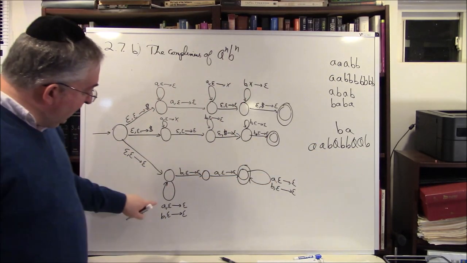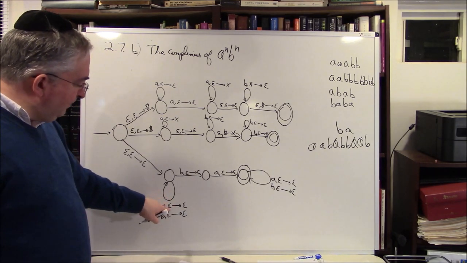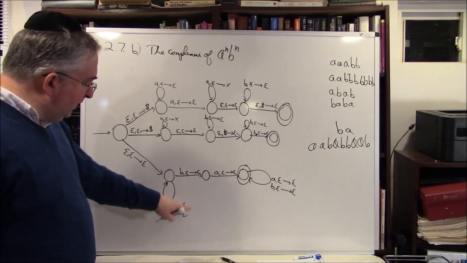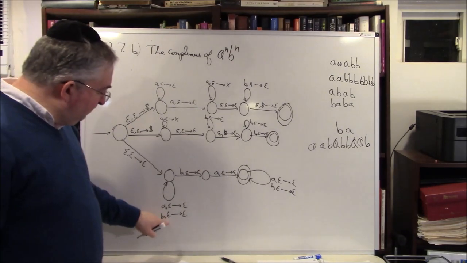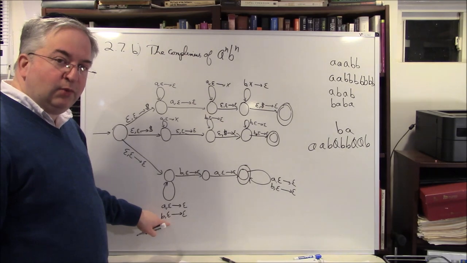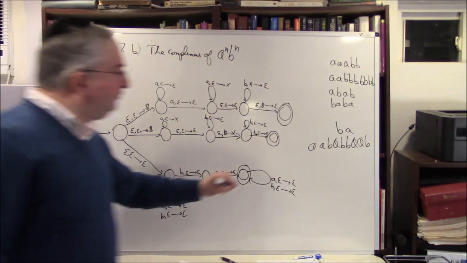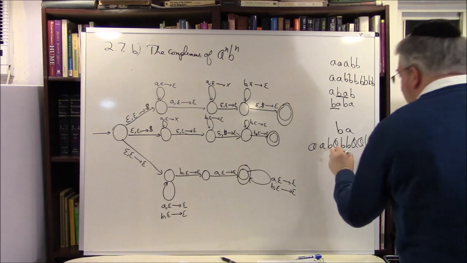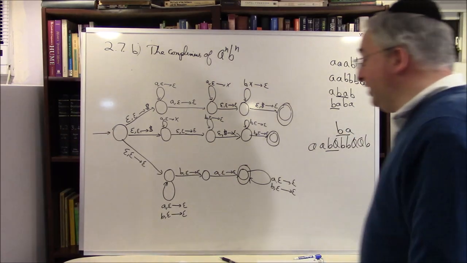So look what it says. As long as you see an A, just don't pop anything, don't push anything, just read, go here. As long as you see a B, just don't do anything. But when you see a B, you say to yourself, this could be the interesting one. This could be the BA that gets it out of the good form.